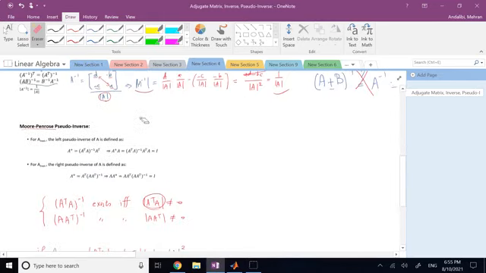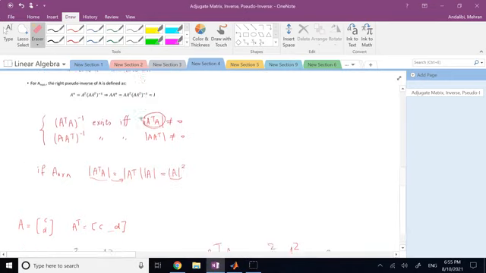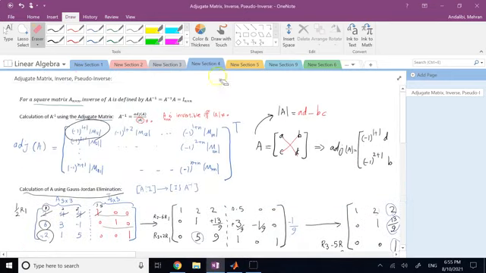So that's the idea of pseudo inverse that you can apply to a rectangular matrix.